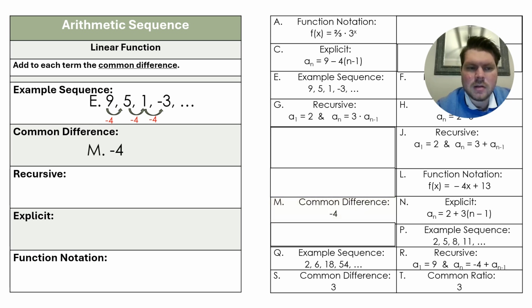So now I'm going to look for my recursive. It should be subtracting by 4 each time, and it should start with 9. So you'll see it best fits R. And then for my explicit, it's a similar idea. My A1 is 9, and it's subtracting by 4 each time. So there's only one option that best fits that, which is C.